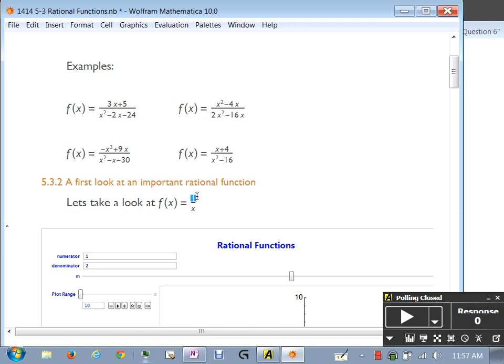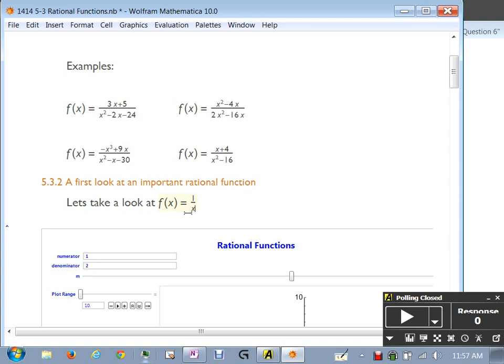The 1 on top, is that a polynomial? It's x to the 0. And 0-degree polynomials are polynomials. So if there's no x there, but there's a number, that still is a polynomial. Divided by another polynomial, x, which is just a first-degree polynomial. You understand? Yes?